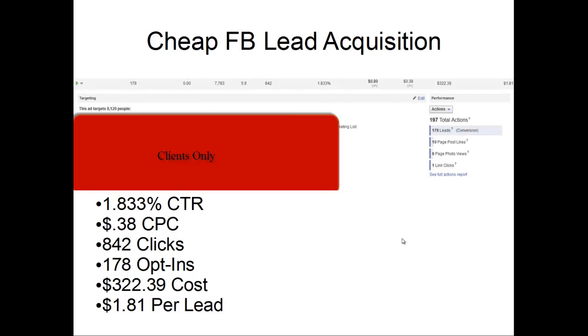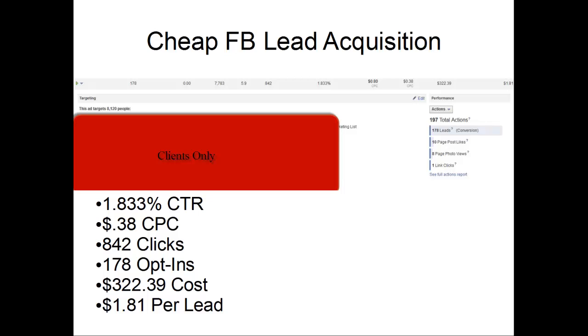Okay, so one more example. We have a list here of 8,000. These are all custom audiences from groups, a very, very targeted group of people. These are all buyers of different products and services that I know are my competition or in the same industry as me, and I pay just $1.80 per click.